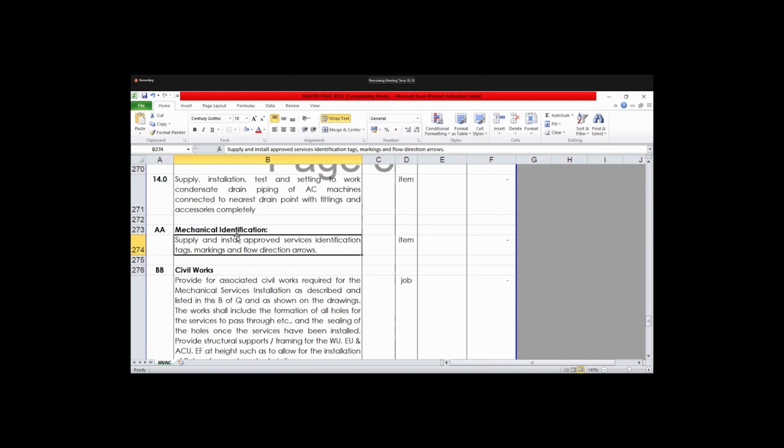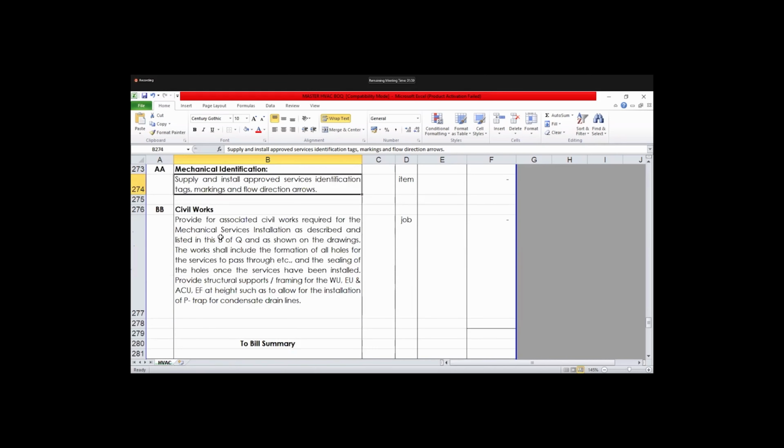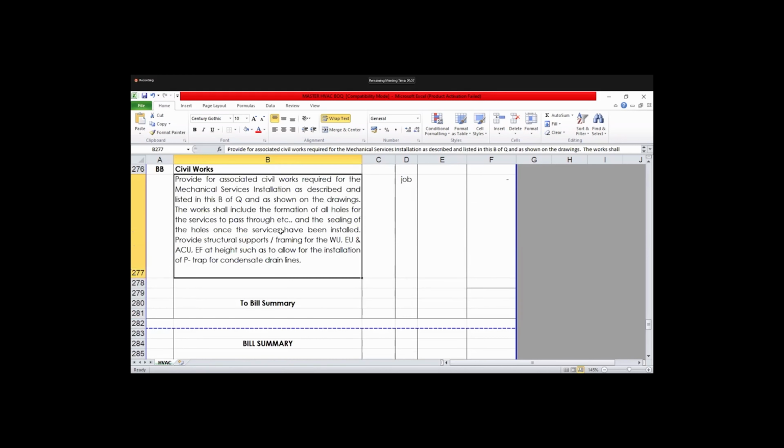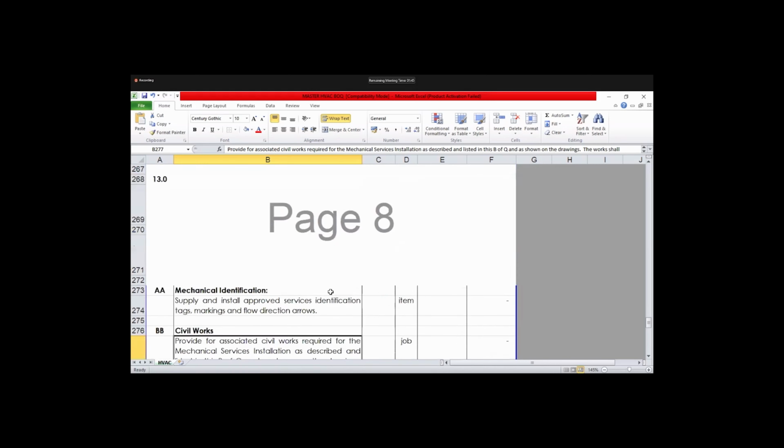We have to provide tagging of each pipe and duct. So it should be done, because you should know which is the return pipe and which is the supply pipe, which duct is return and which duct is supply duct. So this tagging should be done properly. And the civil works also, in some cases, if there is a little civil work like core cutting or wall breaking for running of ducts and pipes, all this should be considered in the BOQ.